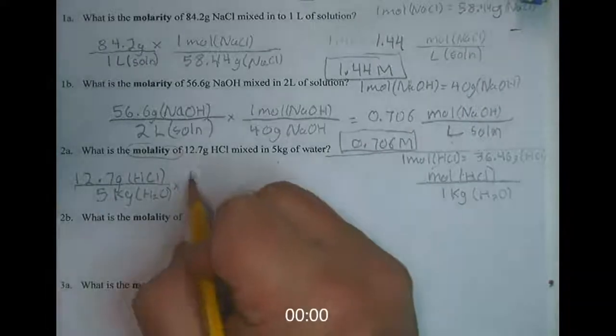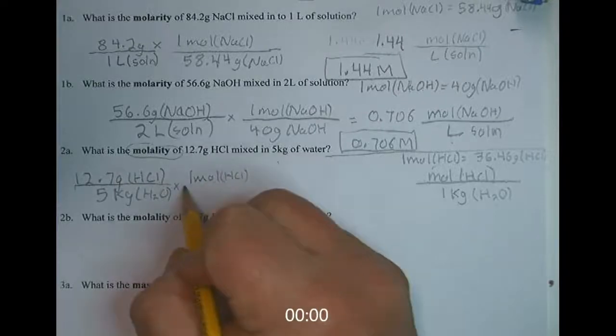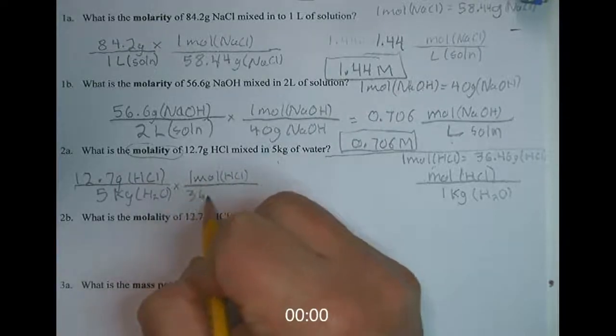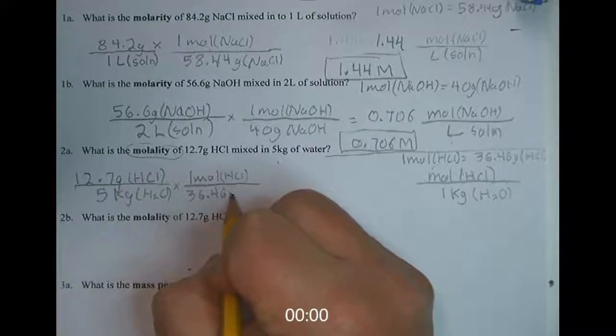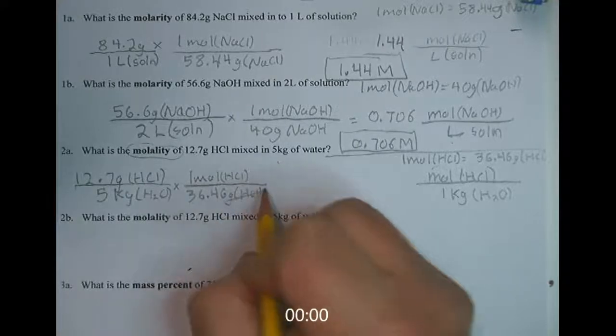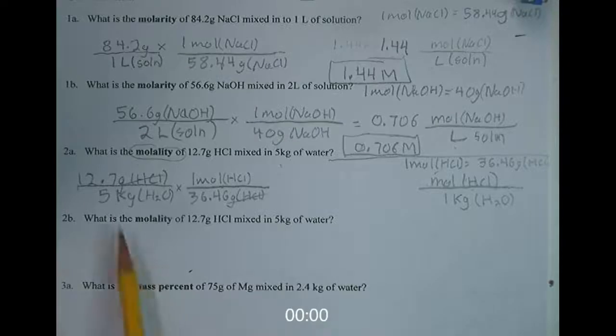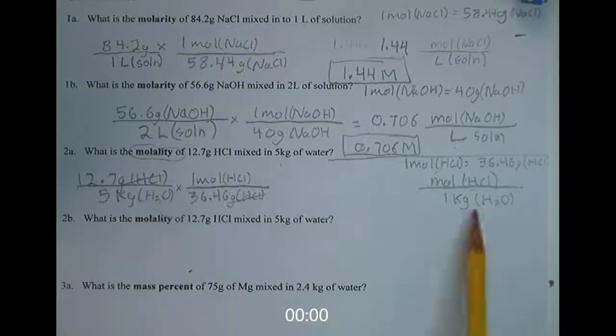Okay, so here we go. So it's 1 mole. Grams of HCl and grams of HCl cancel. We have moles of HCl, which is what we want on the top. Now we have to get 5 kilograms of H2O to 1 kilogram of H2O. Well, we're just going to do a division then, okay?